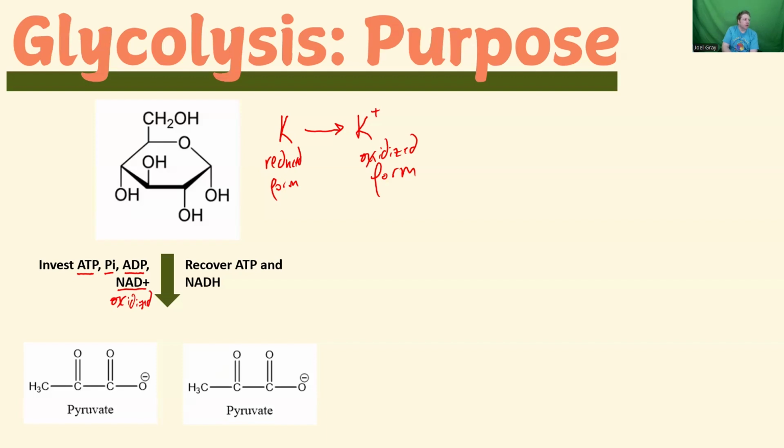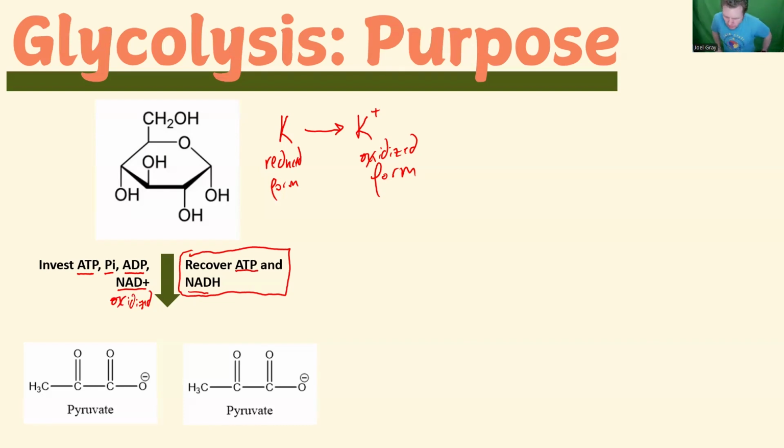Then what we're going to do is recover. With glycolysis, we're going to recover ATP and NADH, and of course, we're also going to recover two pyruvate molecules. The ATP and NADH are adenosine triphosphate and nicotinamide adenine dinucleotide in the reduced form. So if you're thinking about the important part of glycolysis, it's that. Glucose is invested along with ATP, Pi, or inorganic phosphate, ADP and NAD plus, and the outcome is we recover ATP and NADH, as well as the two three-carbon pyruvate molecules.